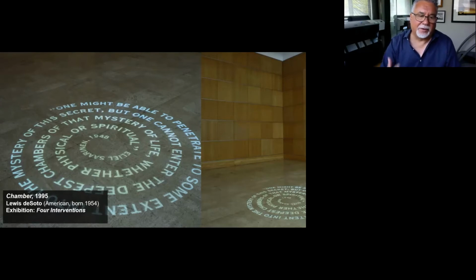That was about this idea of penetrating the mystery of life. But it's a kind of interesting thing because he uses the word chambers, and he says one cannot enter the deepest chambers of the mystery of life. So this is actually twirling around kind of like a whirlpool in the space. And it's just a light projection that people could stand on or walk through or sit and read.